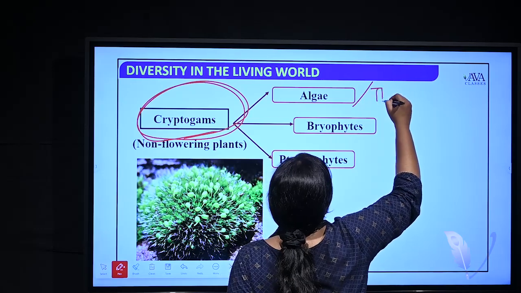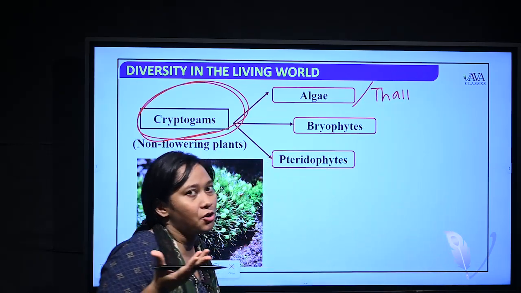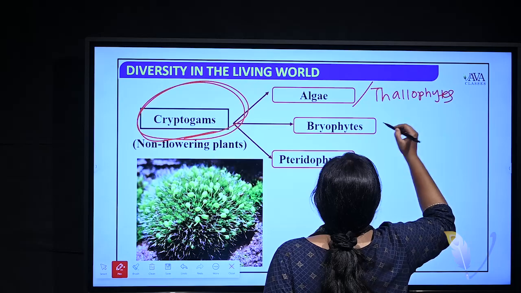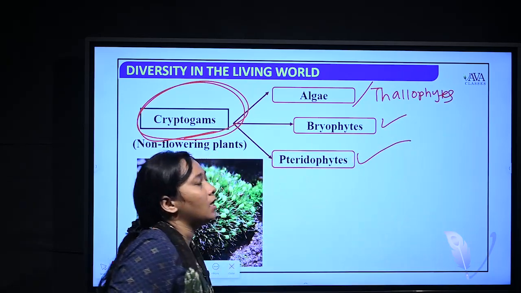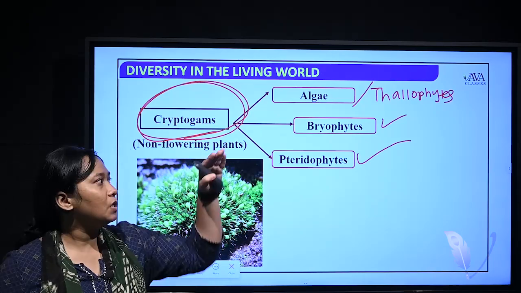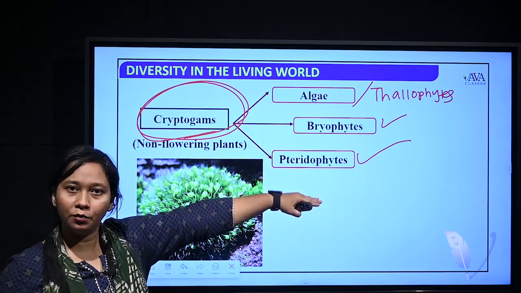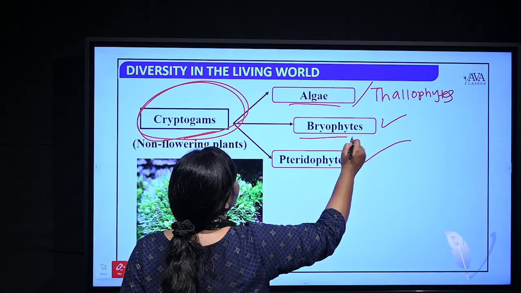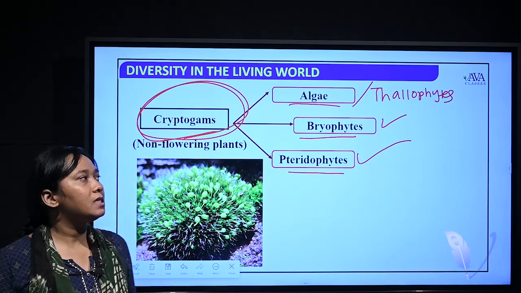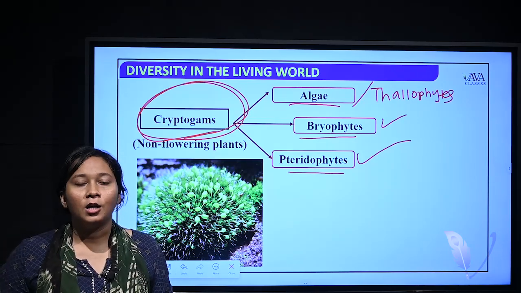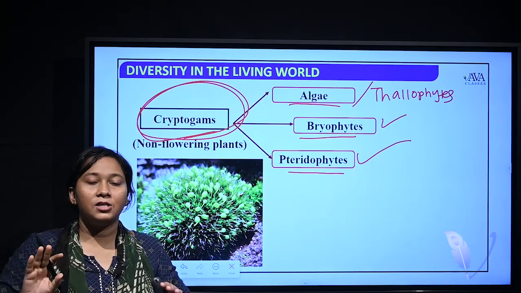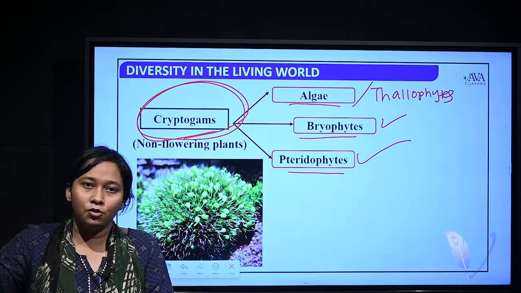Algae are otherwise called thallophytes because thallus-like structures are present. Thallophytes, bryophytes and pteridophytes. In cryptogams, we study three groups of plants: algae, bryophytes, pteridophytes. These cryptogams are otherwise called non-flowering plants. Non-flowering means their sex organs are absent, and they don't flower just like the flowering plants, just like the angiosperms.